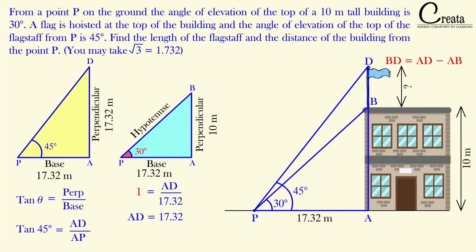Got it? Here in the question we have to calculate the distance BD, that is the height of the flag staff. And we know BD is equal to AD minus AB. And we have just calculated AD as 17.32 meter. AB is the height of building, which is given as 10 meter. Let's put the value. We got BD as 7.32 meter. That is the length of the flag staff is 7.32 meter. That is the answer of this question.